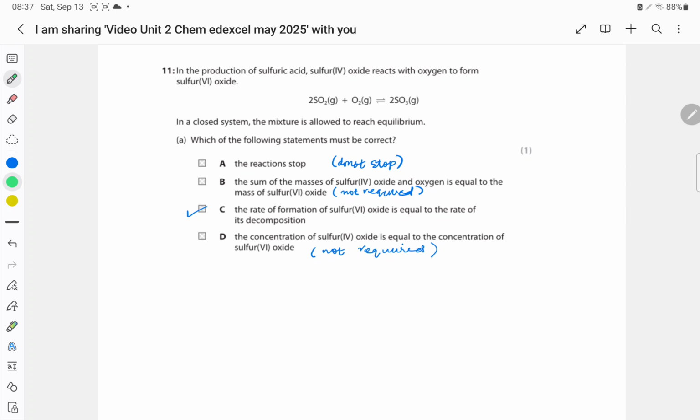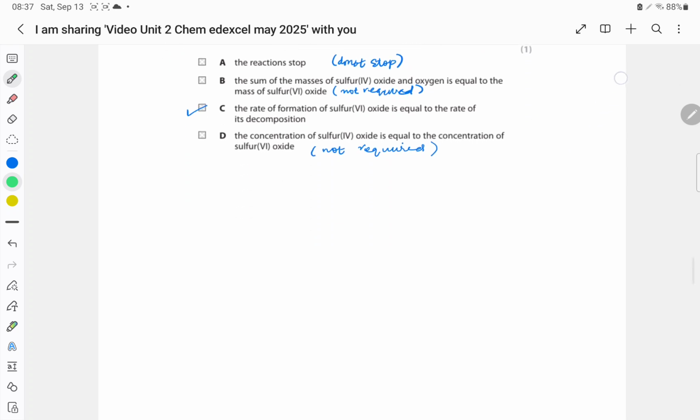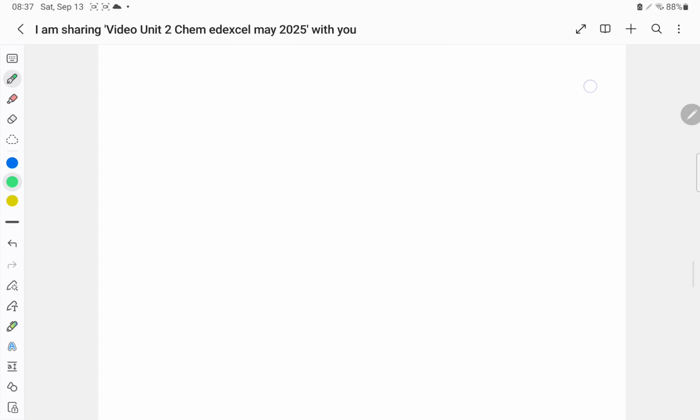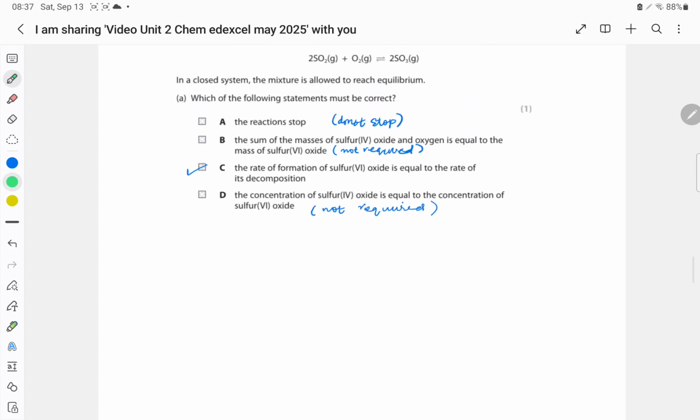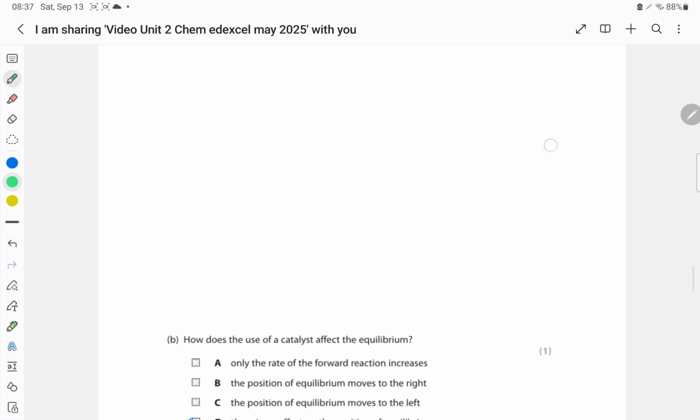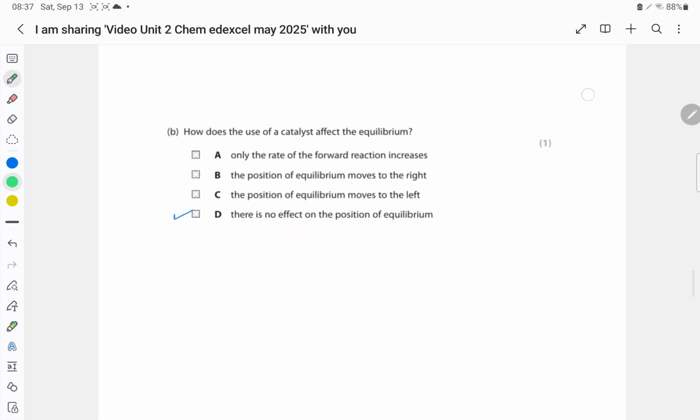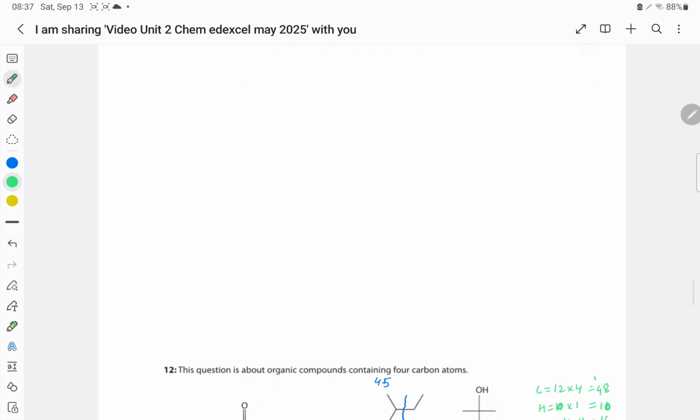So the only correct option is C. That's the rate of formation of sulfur trioxide is equal to the rate of its decomposition. So whatever it is decomposed into, it will directly affect the formation of sulfur trioxide. How does the use of a catalyst affect the equilibrium? You know that there is no effect on the position of equilibrium because of the catalyst, because it's acting on both forward and backward reaction at the same time.